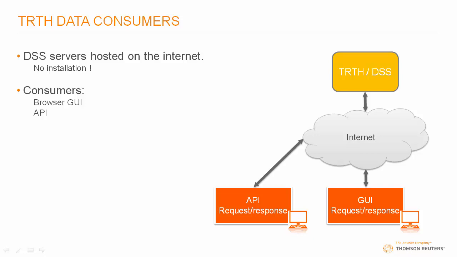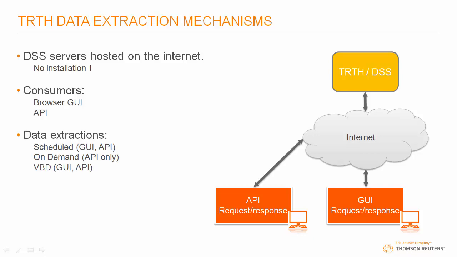As a TRTH customer, you can use either the graphical user interface or the API, or combine both to optimize your workflow. Data can be extracted using either of two basic mechanisms. The first is scheduled extractions, which occur at a predefined moment in time, once off or recurring. These can be created using the graphical user interface or the API. This type of extraction was already available in the previous version of the product.